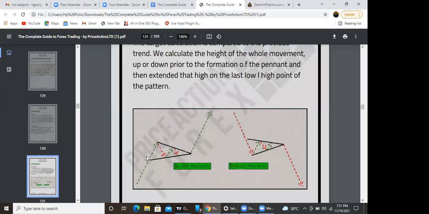Again, they talk about the take profit. The take profit is based on the flag, the sudden movement that happened before the pennant pattern. So we create another sudden movement from here upward. You expect this to be almost equal to the sudden movement that happened before the pennant pattern, after the breakout.